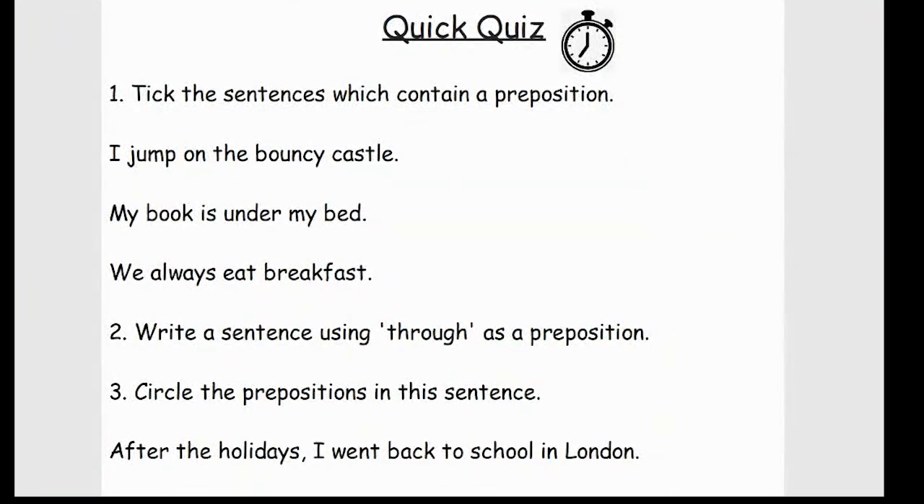So quick quiz time. Tick the sentences which contain a preposition. "I jump on the bouncy castle." I know that "on" is a preposition there, so I will tick that one. "My book is under my bed." I'm going to tick that one, and I'm going to underline "under" because that is my preposition. "We always eat breakfast." I don't have a preposition there. If I said "we always eat breakfast at the table," then that would be, but in this case, there's no preposition there.